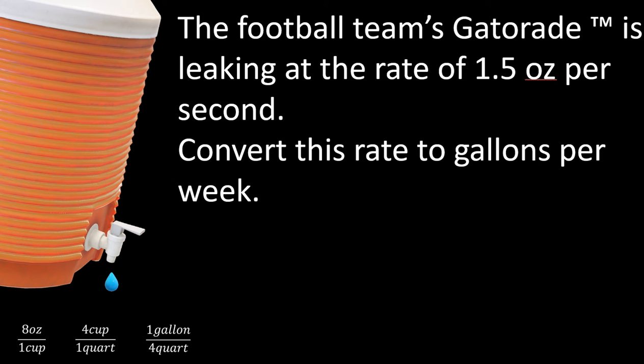So you can see where we're starting, right? We're starting at ounces per second, and we've got 1.5 of those. So I'll start with 1.5 ounces, OZ, per 1 second. And at the end, I want this to be converted to gallons per week. So gallons per week is the target that I'm looking for.